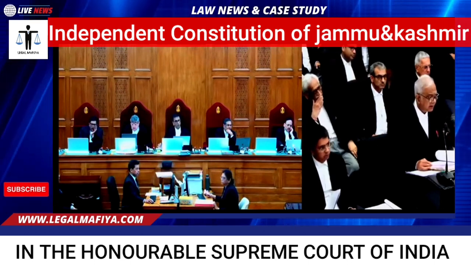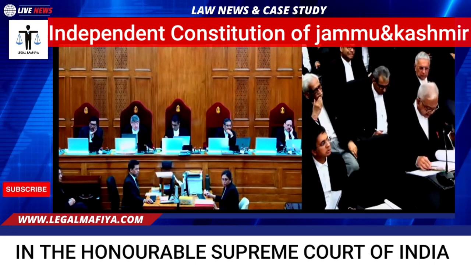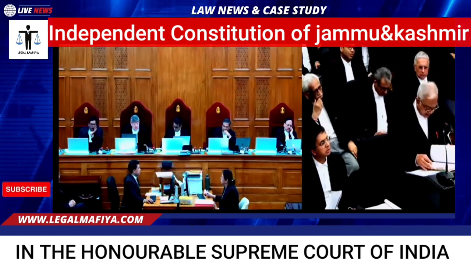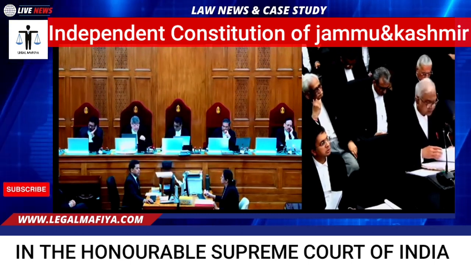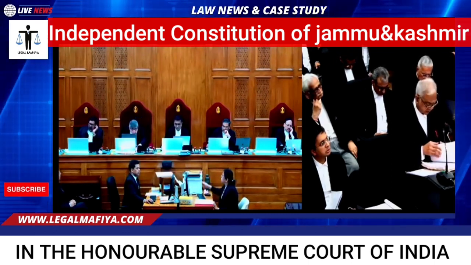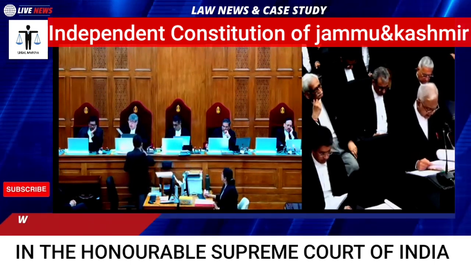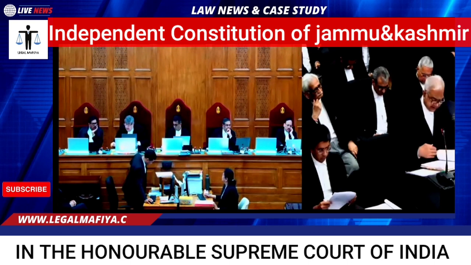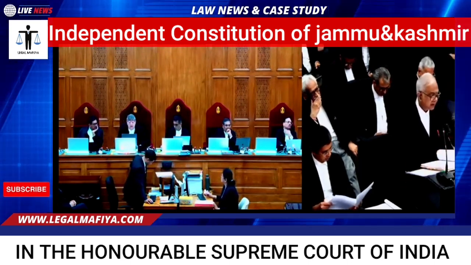So can you itemize the core? I mean, can you just summarize what would be the core? The core I am indicating is Part 5 and Part 6 of the J&K Constitution. That is the executive. Part 5 is the executive and Part 6 is the legislature. Additional document, volume 2.